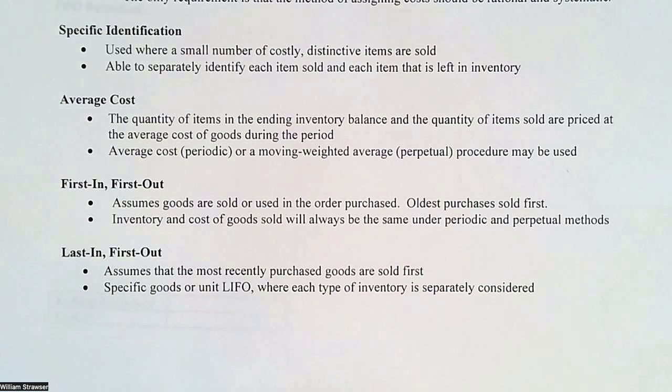An interesting aspect of these is that under both the periodic and the perpetual method, cost of goods sold is the same with first in, first out. That is not true of the other methods. But if you want to think about first in, first out, think of a grocery store. Grocers intentionally stock items so that consumers will buy the oldest stuff first.